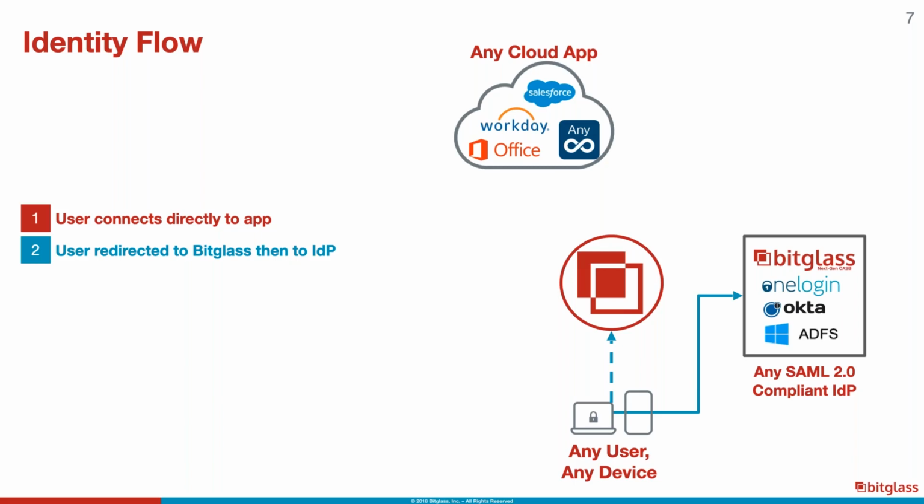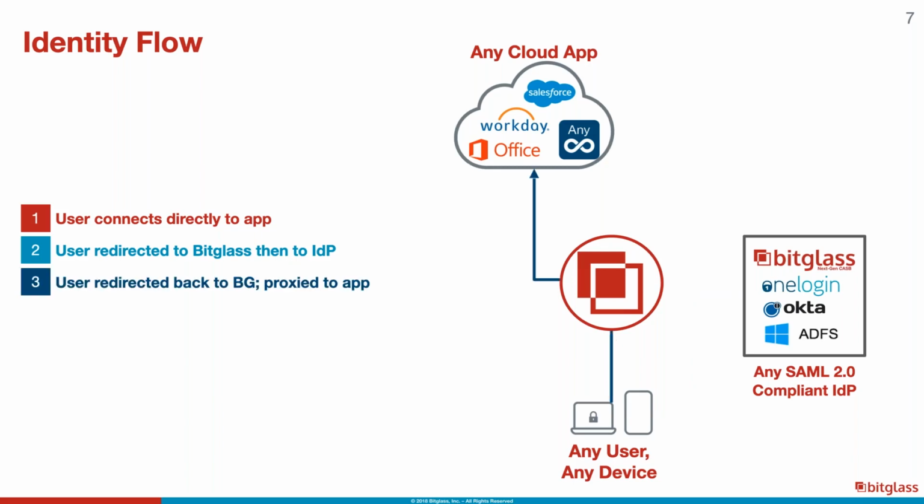So the response goes back to BitGlass, then is redirected to your third party. Once that access has been verified, the session comes back to BitGlass, and then we are in the path between you and the application, which gives us all the benefits I was just explaining regarding zero trust networking and all the DLP features.